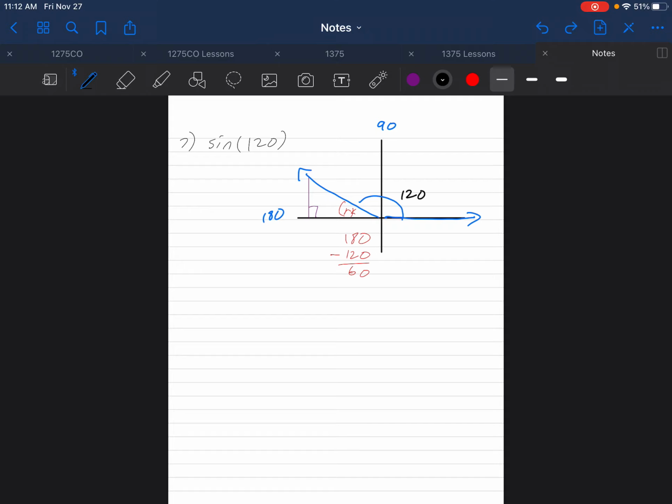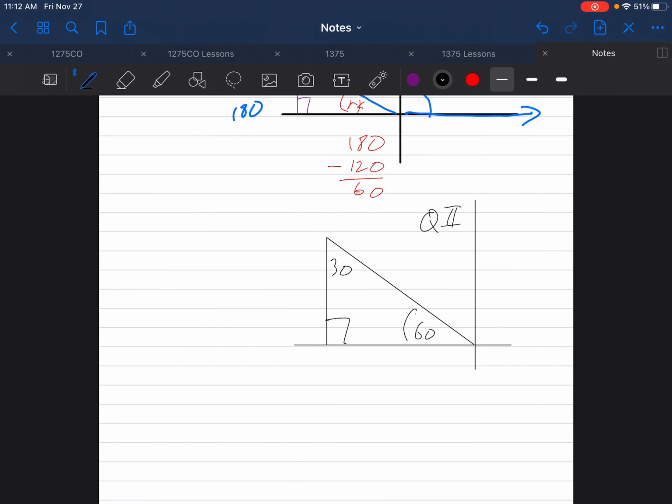I'll draw it again, which will create what we have here, in the second quadrant, Q2, a right triangle that contains not the 120 degree angle, but this reference angle of 60 degrees. That makes this a 30, 60, 90 right triangle. That makes the hypotenuse measure 2. That makes the vertical side opposite 60 degrees measure radical 3. That makes the bottom side opposite 30 degrees measure 1.